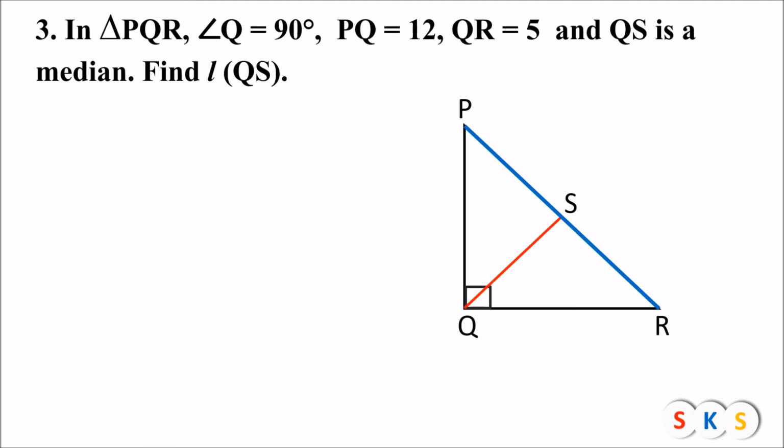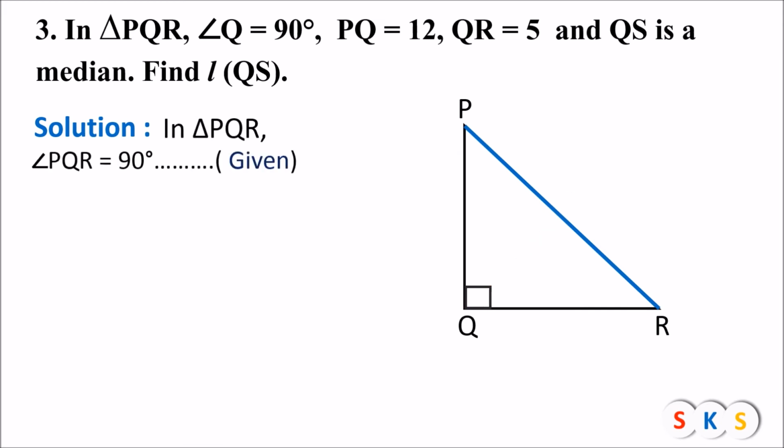So first we will find the length of PR. In triangle PQR, angle PQR is 90 degrees. Now we are going to apply the theorem of Pythagoras to get the length of side PR. We know the square of the hypotenuse is equal to the square of one side PQ plus the square of the other side, that is QR square. PR is the hypotenuse.